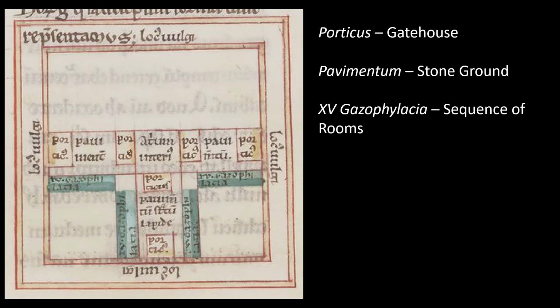Now we also get the representation of the gatehouses, these porticus arranged in three sides of each of the atria. And then we get the indication of the pavimentum, so this ground that lies between all the porticus. Now we also know that there's a series of rooms extending from, as we see at the bottom, as you walk towards the central atrium, the 15 rooms, the sequence of rooms that Ezekiel describes.